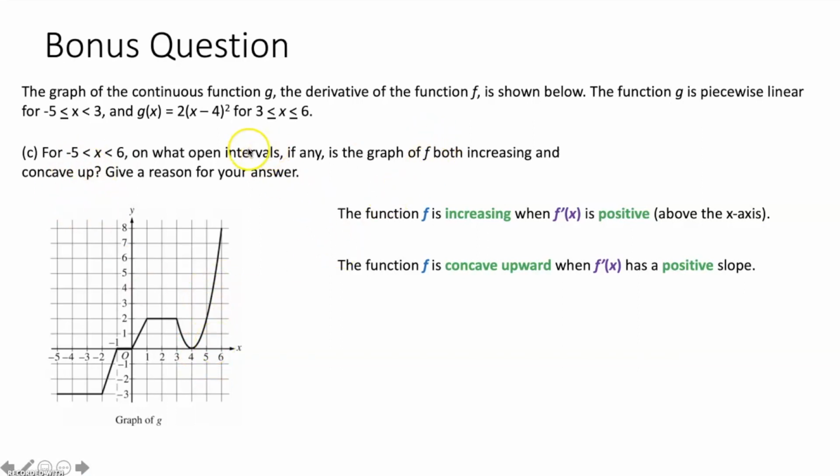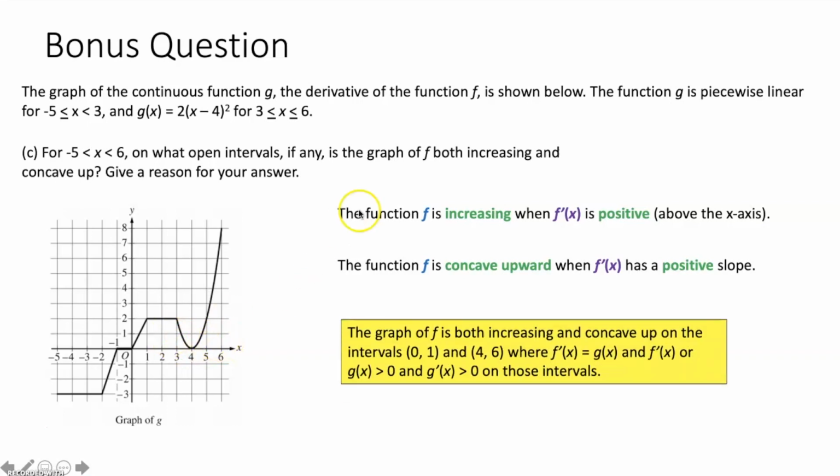But this question wants us to find the open intervals on which the graph of f is both increasing and concave up. So we need to look at the graph of our derivative and determine where it is above the x-axis and where it has a positive slope. The graph of the derivative is both above the x-axis and has a positive slope on the open intervals from x is equal to 0 to x is equal to 1 and from x is equal to 4 to x is equal to 6. Therefore, our original function f would be both increasing and concave up on those two intervals.